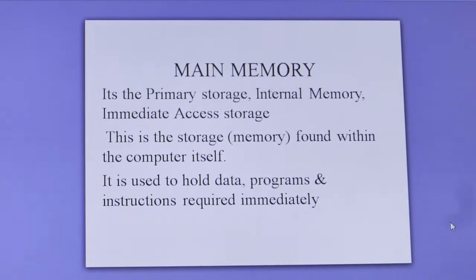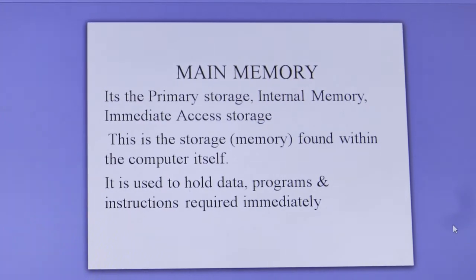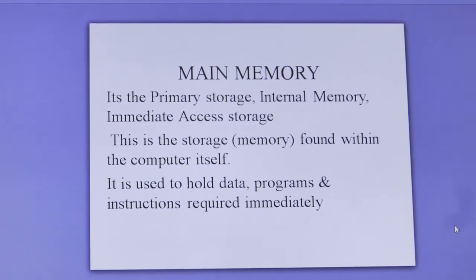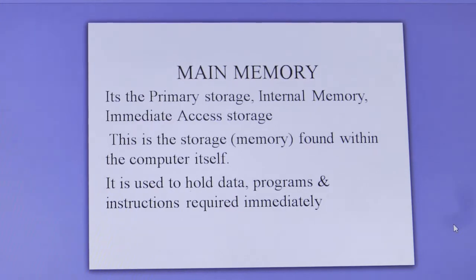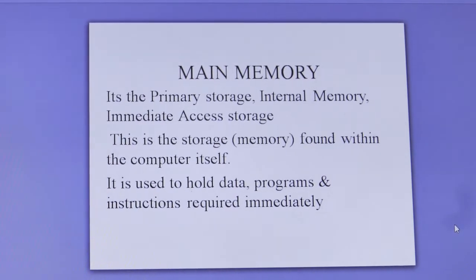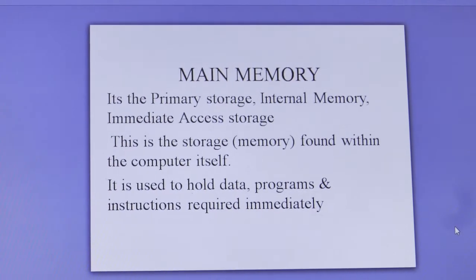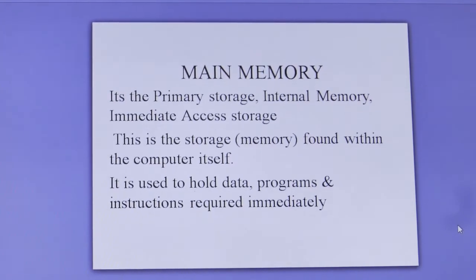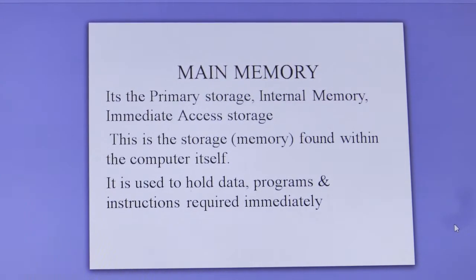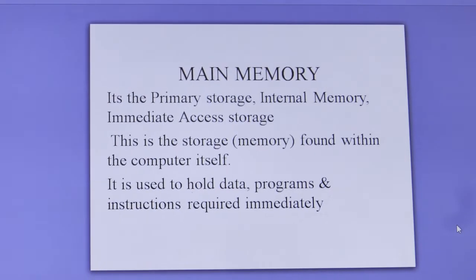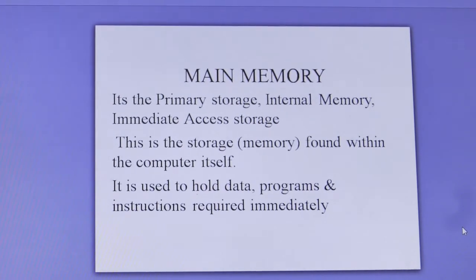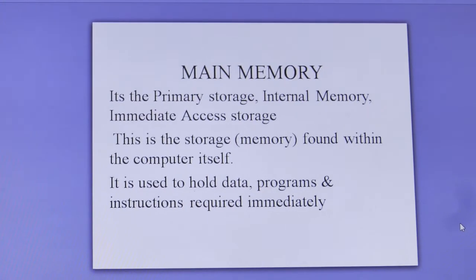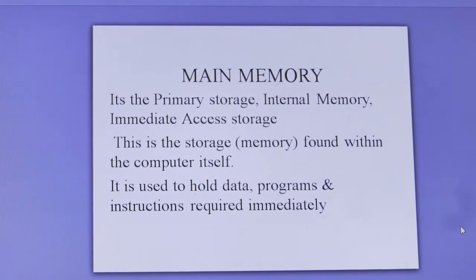Main memory. You can say it's primary storage, internal memory. You can also call it intermediate access storage. This is the storage that is found inside the computer itself, and it is used to hold data, programs, and instructions required for immediate performance of tasks.